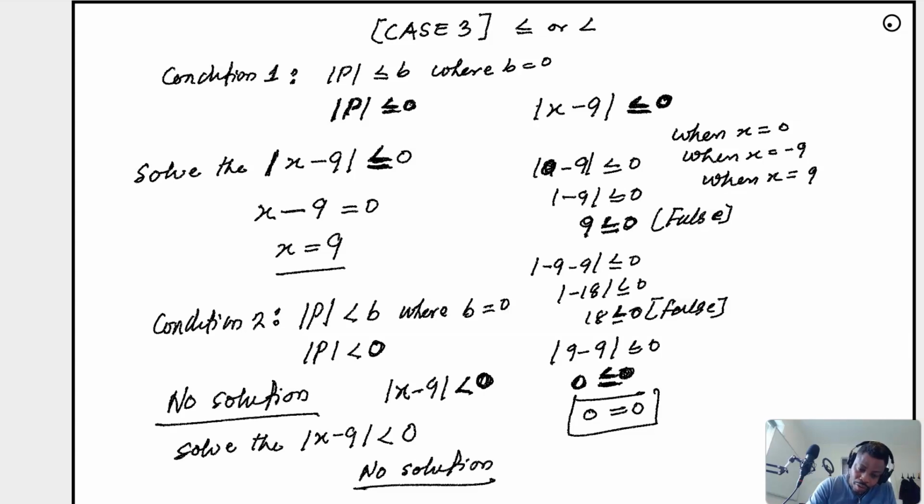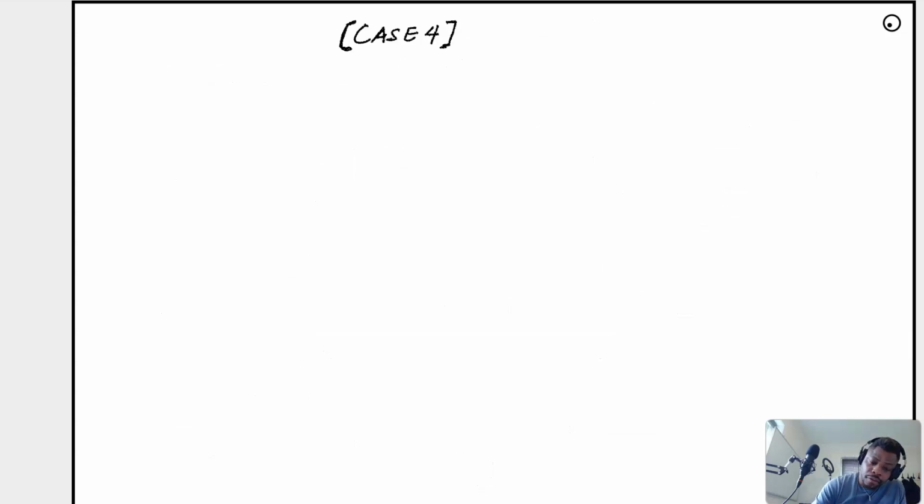But if you're asked to solve this one here, the answer will be x is equal to 9 because of the equality part of that question. So you can see the difference between condition 2 and condition 1. Now, let's take case 4. For case 4, it's going to be about this.